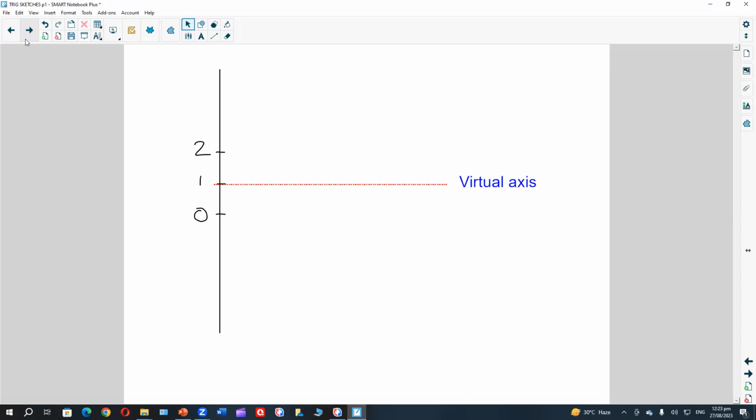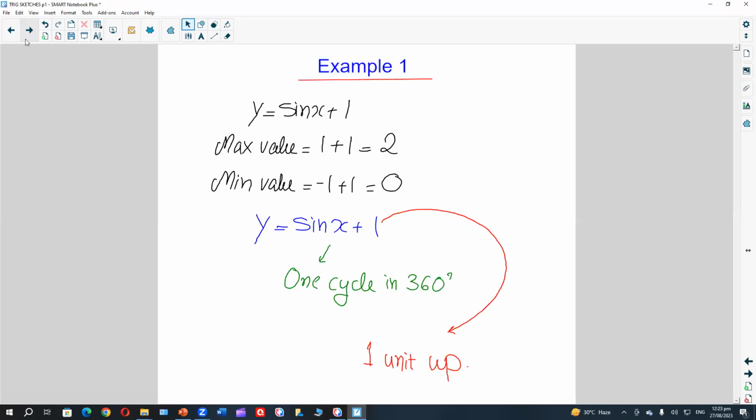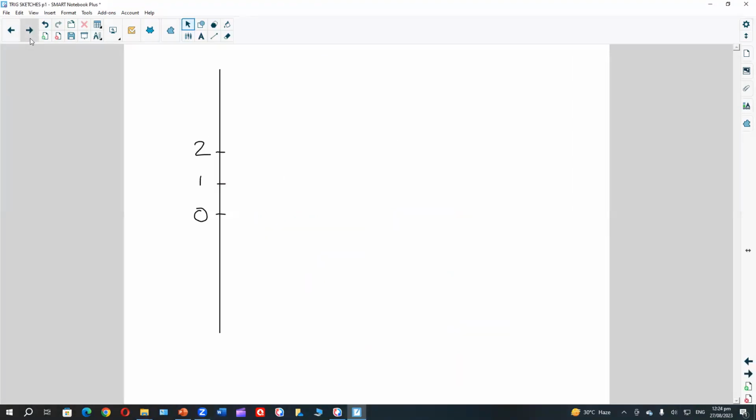Now look at this graph carefully. What is the function? Sin x or cos x? Sin x. Do you remember the basic shape of sin x? Yes, it starts at the origin and it goes up. Okay. Now look at this shape. This is the sin x shape.